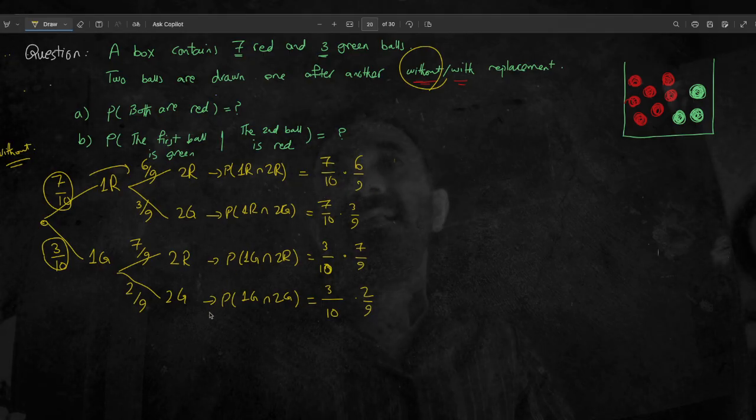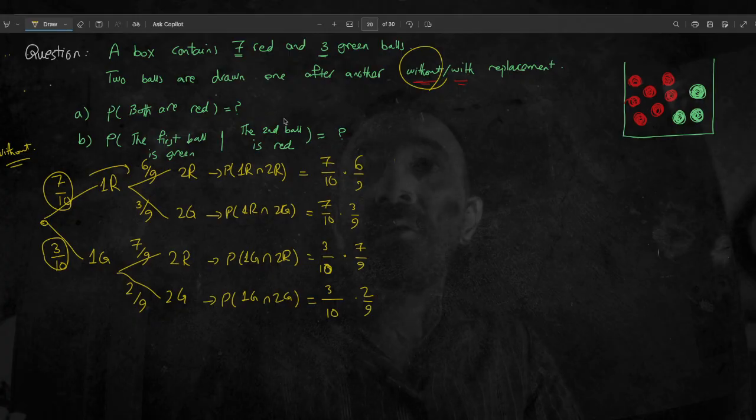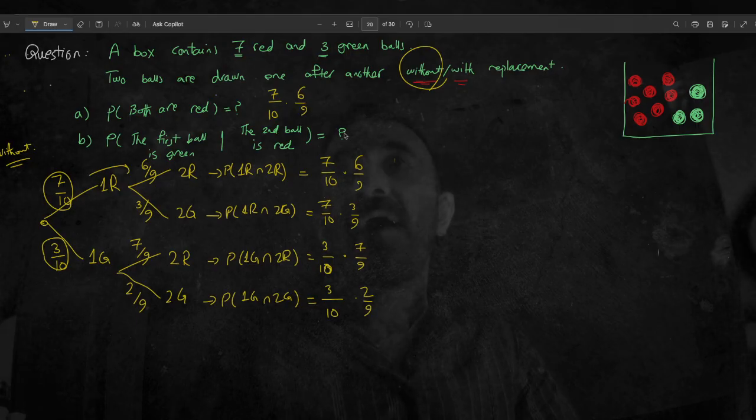What is the probability that both balls are going to be red? Well, obviously we are talking about the first case, so it's going to be 7 over 10 times 6 over 9. Okay, and what is the probability that the first ball is going to be green given that the second ball is going to be red?